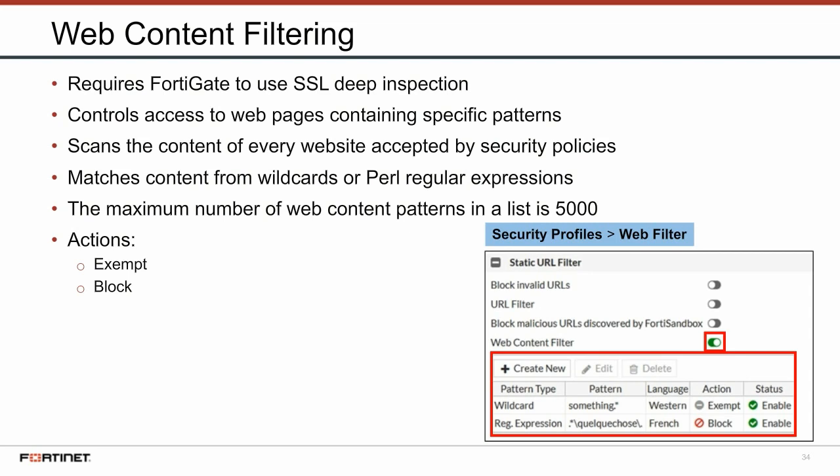So it is possible to add multiple web content filter lists and then select the best list for each web filter profile. The system administrator can specify banned words and phrases and attach a numerical value or score to the importance of those words and phrases. When a web content filter scan detects banned content, it adds the scores of banned words and phrases in the page. If the sum is higher than the threshold set in the web filter profile, FortiGate blocks the site. The maximum number of web content patterns in a list is 5,000.